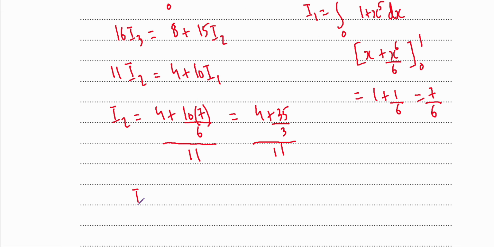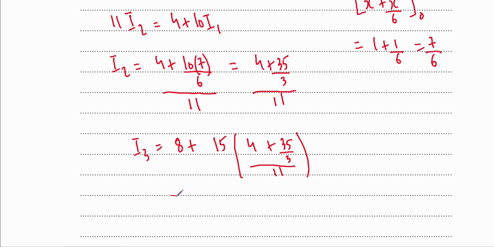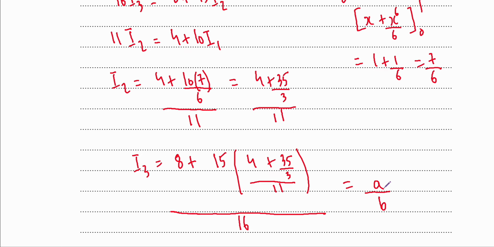So I3 is equal to 8 plus 15 of I2. So 15 times all of this. So 15 times 4 plus 35 over 3 over 11. And then I'm going to have to divide all of that by 16. And that's going to be our final answer. So whatever this number is, you can just simplify this right here. This is all the simple fraction stuff you can put in your calculator. And we end up getting some number over here. So I'm going to have some a over b, and that's going to be our answer for I3.